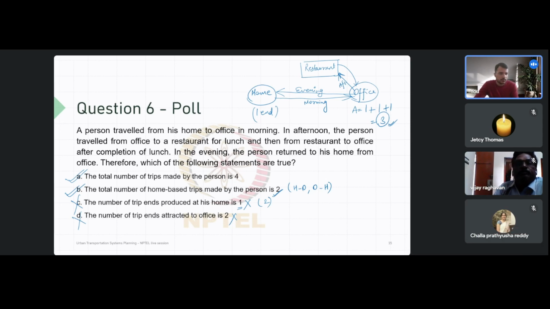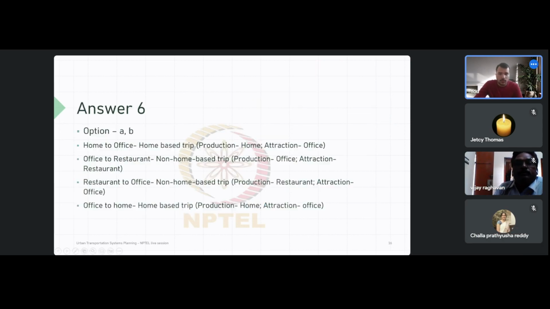See the answer for this. So options A and B are correct. We can discuss some of the details here. Home to office, when we are going, that is a home-based trip. So production at home, attraction at office. Whenever it is a home-based trip, one end is at home, production will be at home and attraction will be at the other end. Please be clear with it.